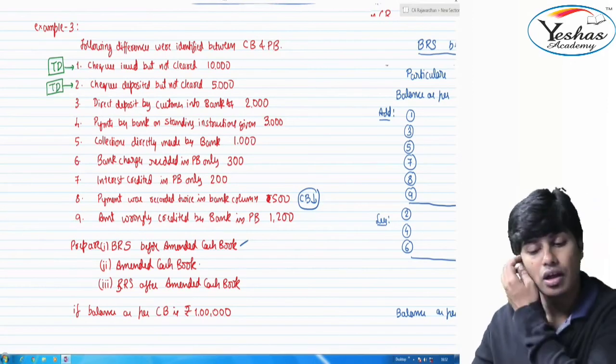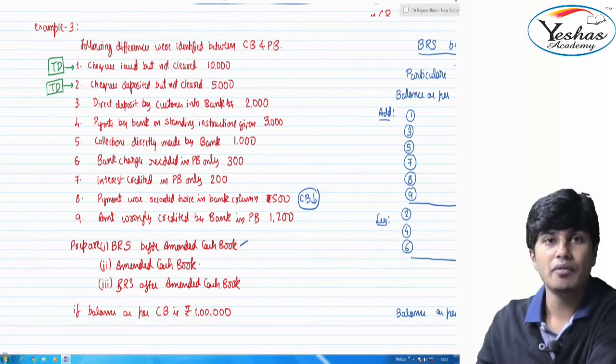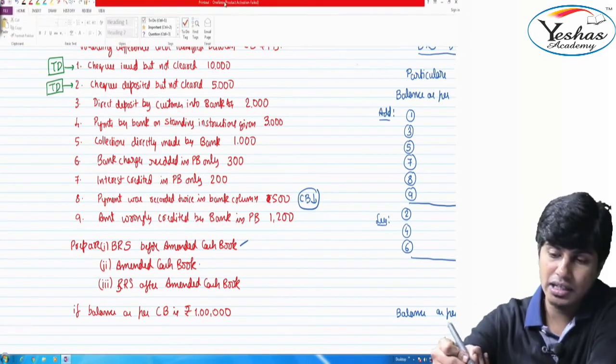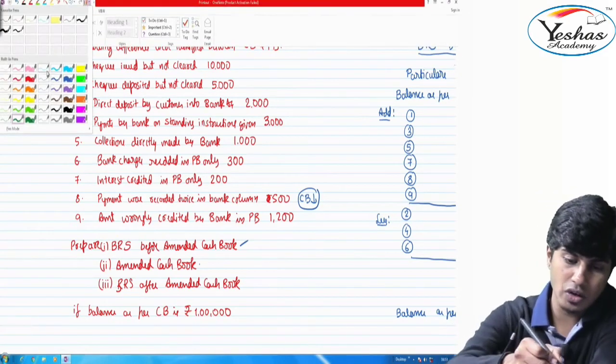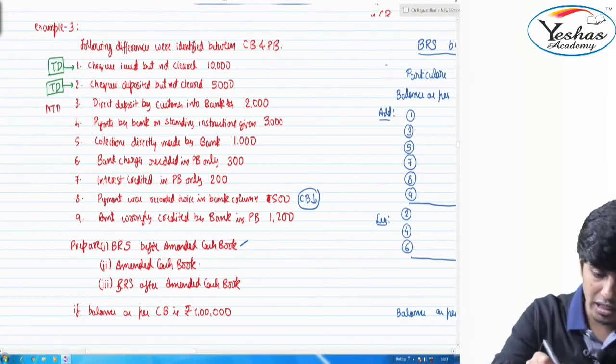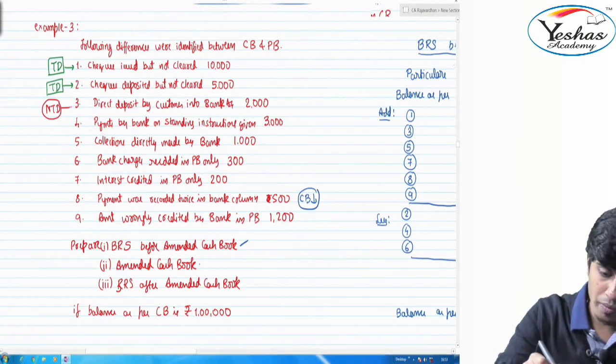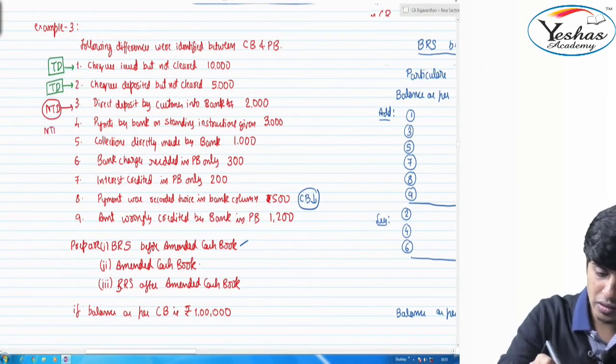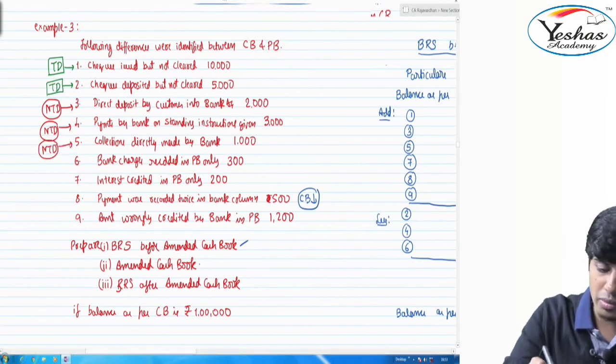Next, the fifth one. Collections directly made by the bank. When the banker has directly collected the money, it is our responsibility to record the transaction. If we don't record the transaction, that is again a non-timing difference. So the third one is a non-timing difference. The fourth one is a non-timing difference. The fifth one is a non-timing difference.